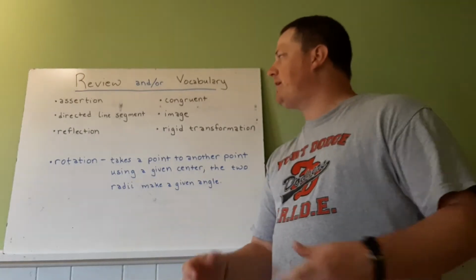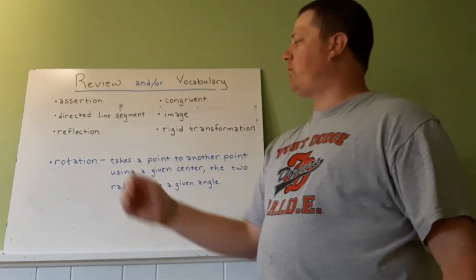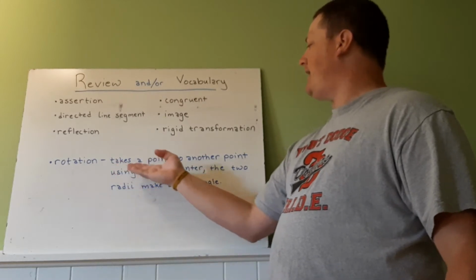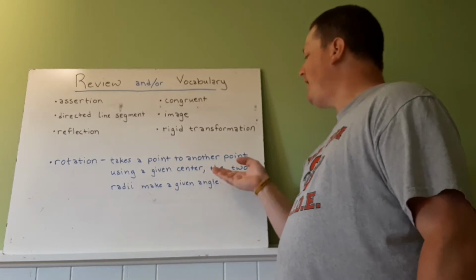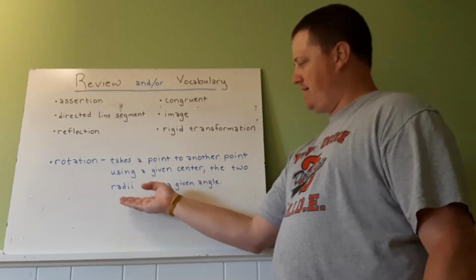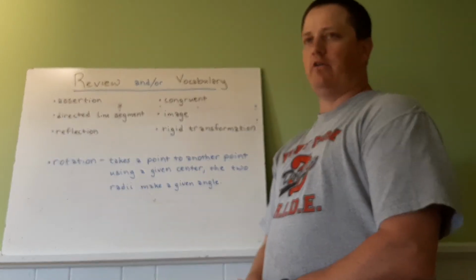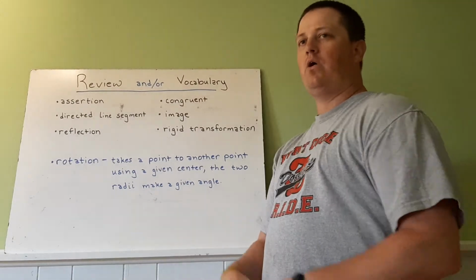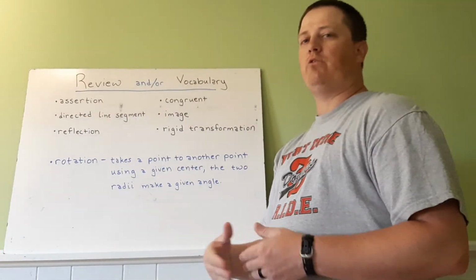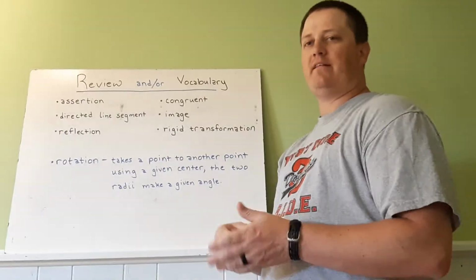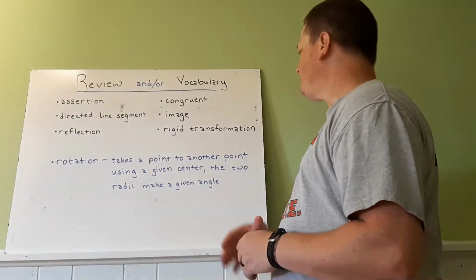So our big one that we're going to focus on today is our word rotation. It takes a point to another point using a given center. The 2 radii make a given angle. So we're going to have a given center. We have to use a given angle, and we use the radii from that center to make the angle.